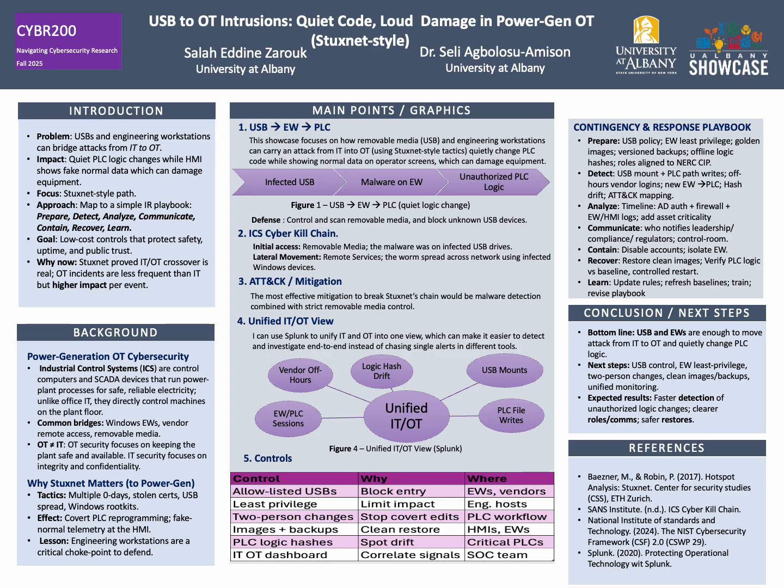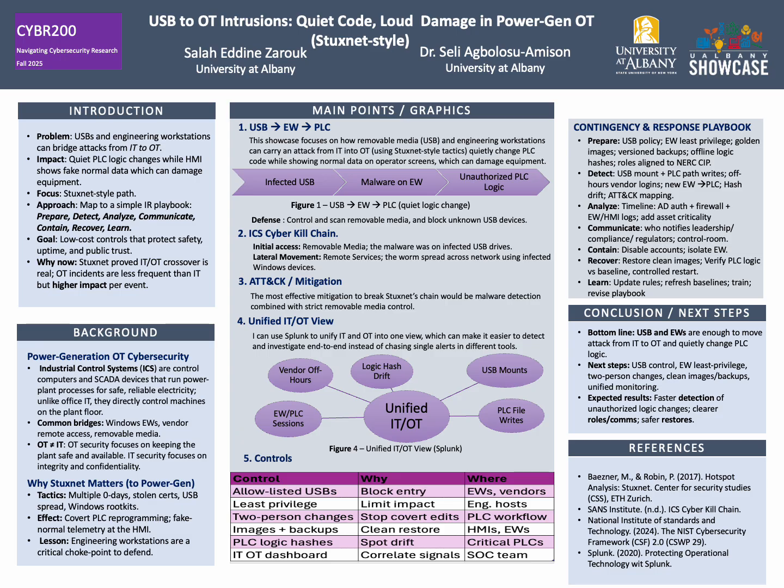In the middle section, I show the main path. An infected USB is plugged into an engineering workstation. The malware lands on the engineering workstation. From there, the attacker can send unauthorized PLC logic to the controller. To the operator, everything might still look normal, but inside the PLC, the logic has changed. The defense here is to control and scan removable media and to block unknown ones.